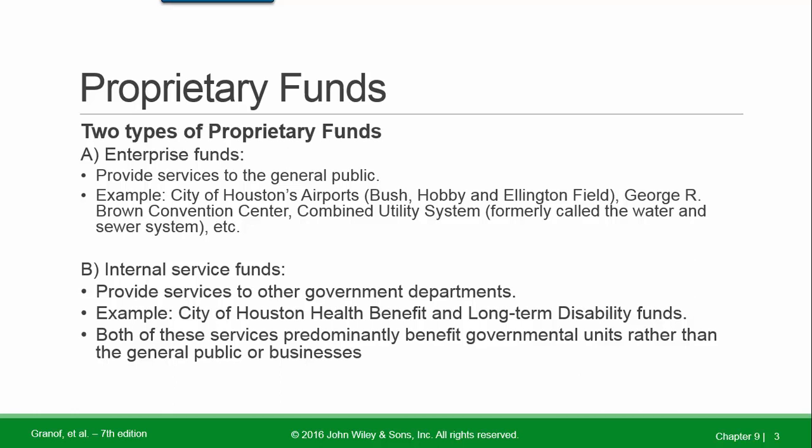As you can see, the examples for internal service funds are both predominantly benefiting governmental units rather than the general public. They have internal users. The enterprise funds have external users.